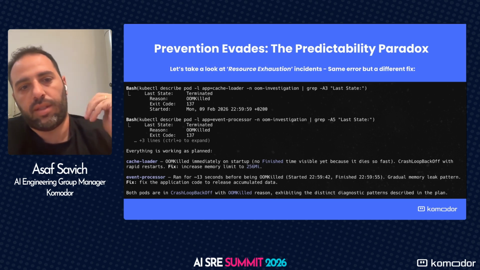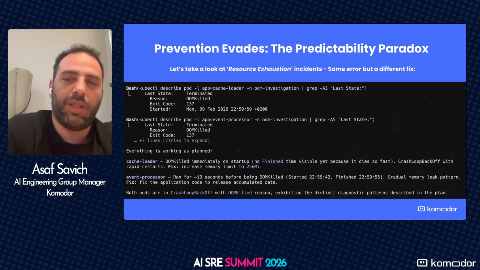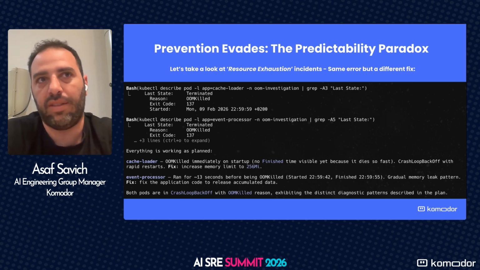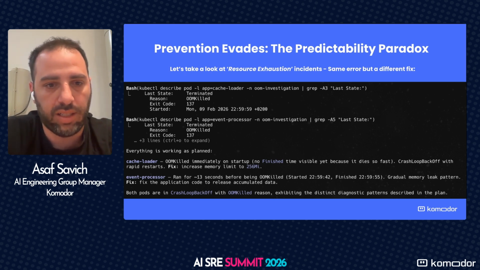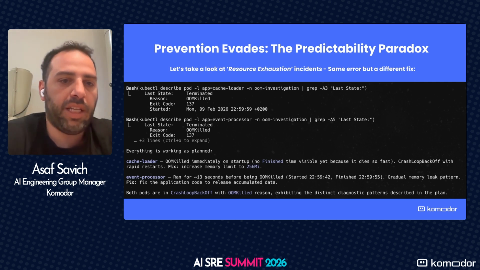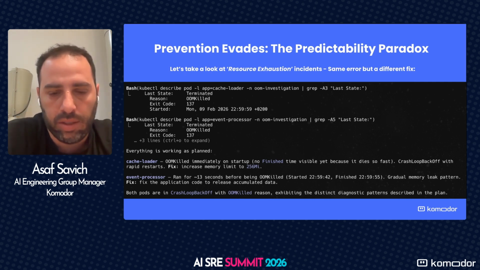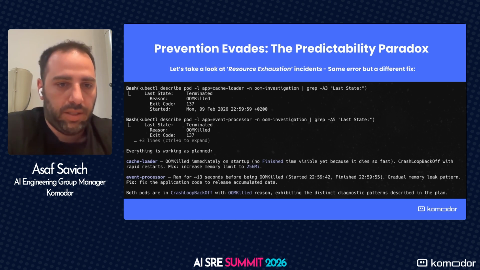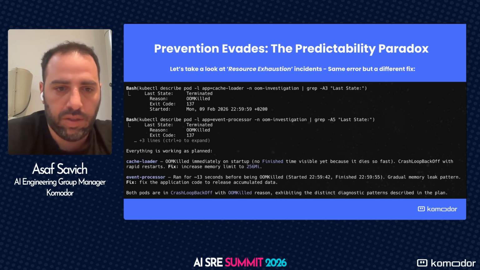So the solution is quite simple, right? We either need to rethink that service, maybe it does need to work under something like 128 megabytes, or no. But the immediate fix is to increase the memory. Pretty straightforward, right? Let's talk about the other service, the event processor.